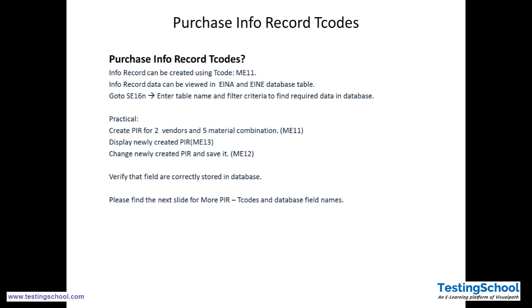Create PIR for 2 vendors and 5 material combinations using ME11. Display the newly created PIR using ME13. Change the newly created PIR and save it using ME12. Verify that fields are correctly stored in the database. Please find the next slide for PIR. Now we will see, in the meanwhile, a few more topics of the PIR database table.